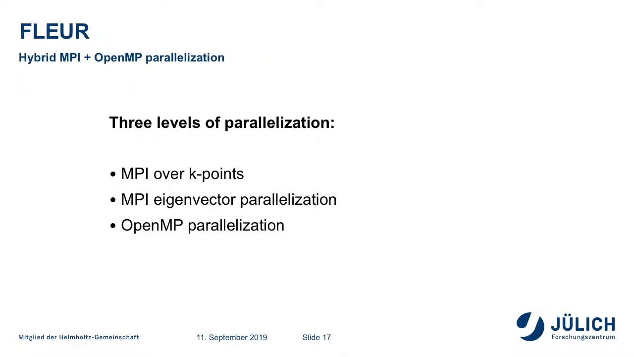So we have 3 levels of parallelization. The first one is MPI parallelization over k points. The next one, if you have more MPI processes than you have k points, then this matrix setup and diagonalization is also distributed between several MPI processes. And beneath we also have the multi-threaded parallelization.